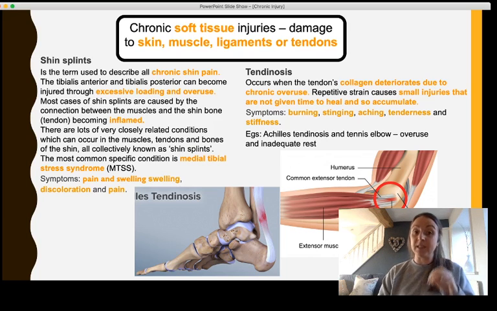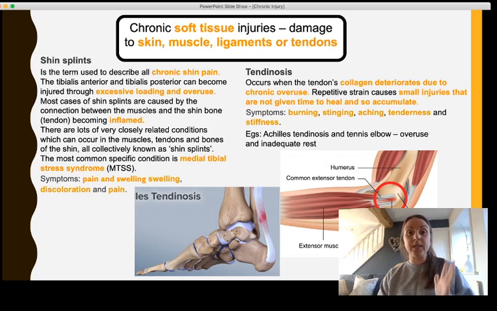A common specific shin splint injury is medial tibial stress syndrome, or MTSS. Symptoms would be pain, swelling, potentially discoloration. And we would treat it generally the same as a stress fracture as well: ice, anti-inflammatory drugs, rest, immobilisation, slow return to exercise. And secondly, for our chronic soft tissue injuries, tendinosis, this is a really common mistake: tendinitis, tendinosis.